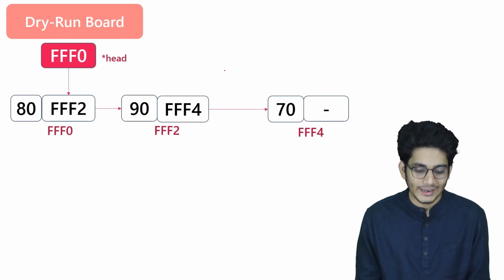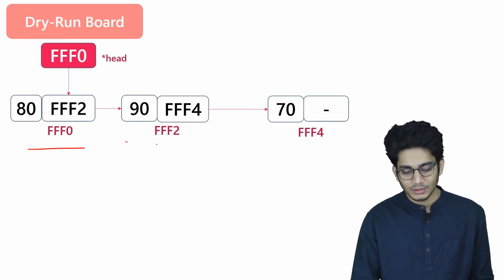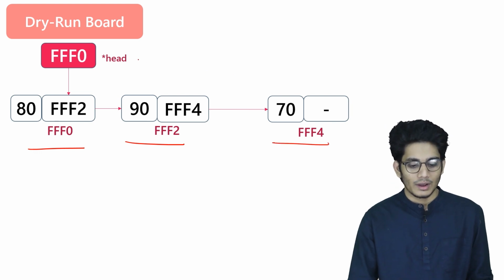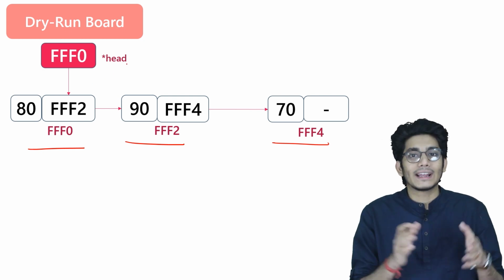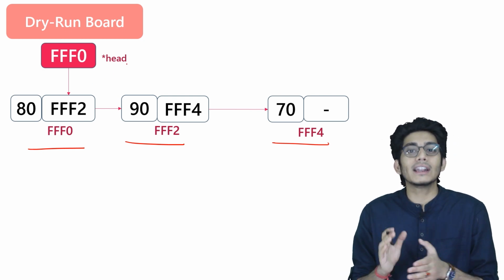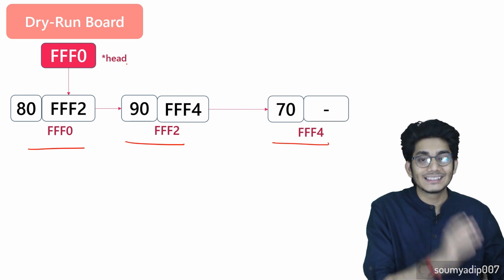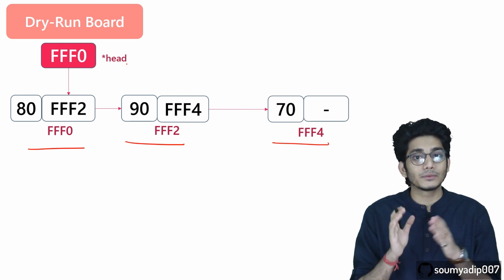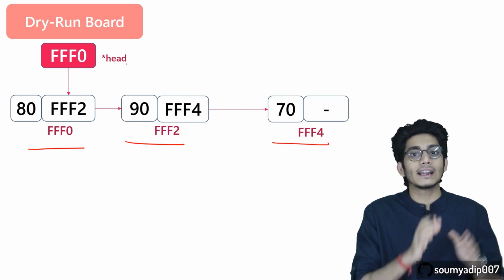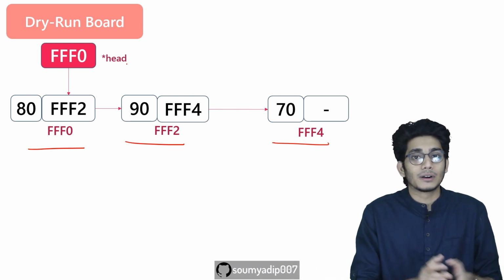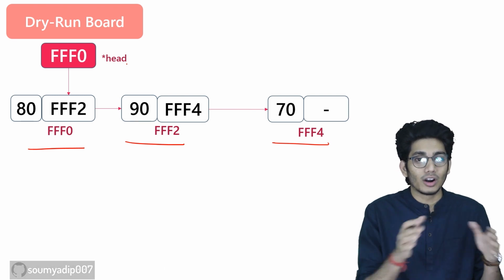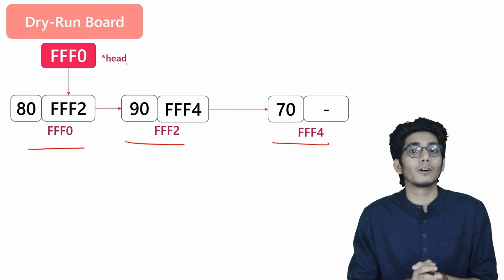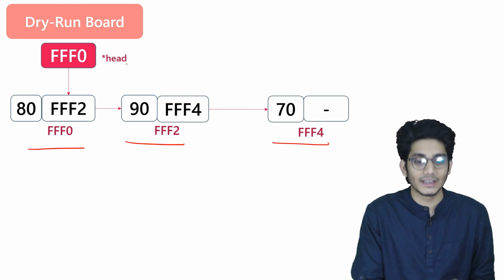So let's look at the write-down board. We have three values, FFF0, FFF2 and FFF4. This is the head. What I have told earlier is that we will only move the head pointer when we are inserting anything at the beginning or deleting any element from the beginning. So in this case we are deleting an element from the beginning, and for that we will move the head pointer. If we are performing any deletion or insertion at the end or middle, we won't move our head pointer. We will move our head pointer only for performing an operation at the beginning.